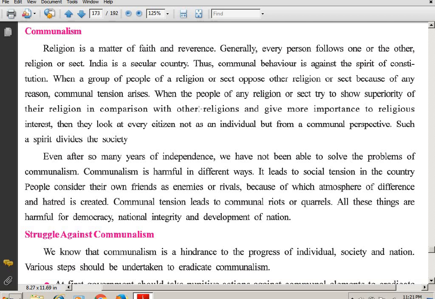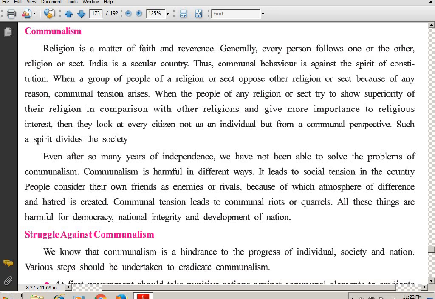So students, when you start saying my religion is better than yours and my religion is superior to your religion, and you try to suppress and oppose, that is the time the tension in the community, in the society, arises, and that is how communalism takes place, which divides the people. From that perspective, if they look at every citizen not as an individual but from the communal perspective, it is going to hinder the progress of the nation.